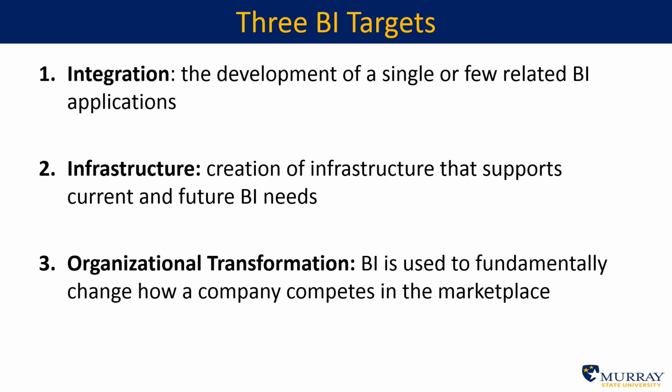Now, what are the three main targets or issues of business intelligence? Number one, integration, the development of a single or a few related BI applications. The idea here is that it's always good to integrate business intelligence infrastructure into one single, maybe big, but yet one single enterprise application. The number two issue of business intelligence is infrastructure, creating the right kind of hardware and software infrastructure that would support current and future needs for business intelligence. And in this video presentation, we'll talk quite a bit about infrastructure or architecture for business intelligence.